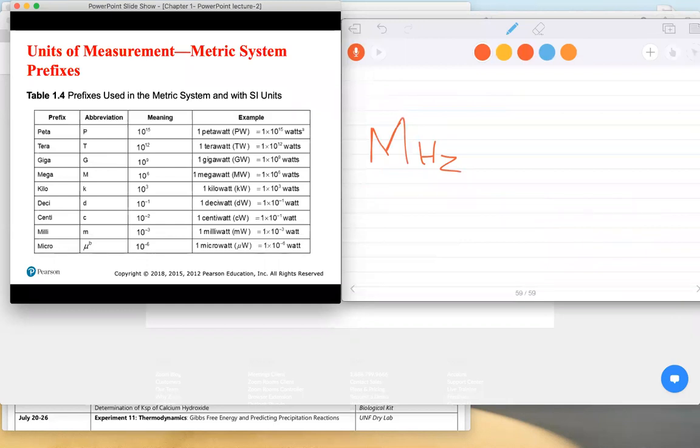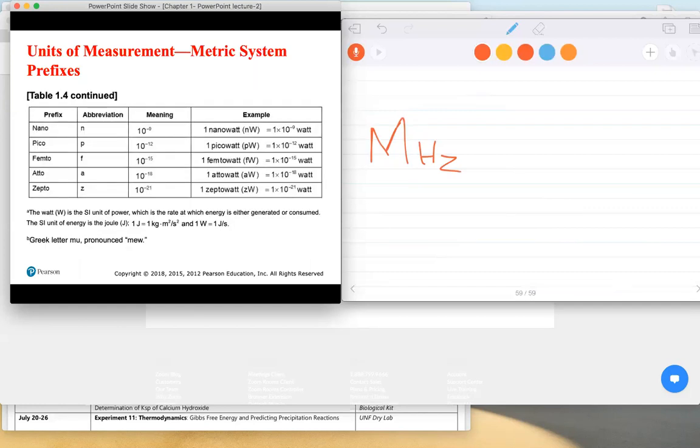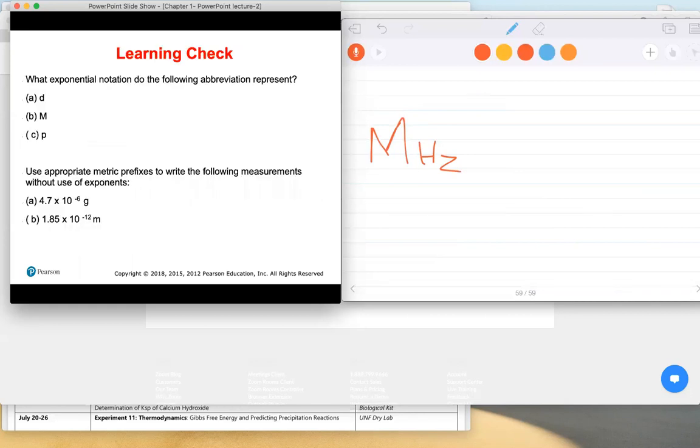Differentiate between milli and micro. Micro uses the Greek symbol. And then there is the nano, times 10 to negative 9, pico, femto. So please remember those prefixes. Here are 2 examples to show you how you can be tested.